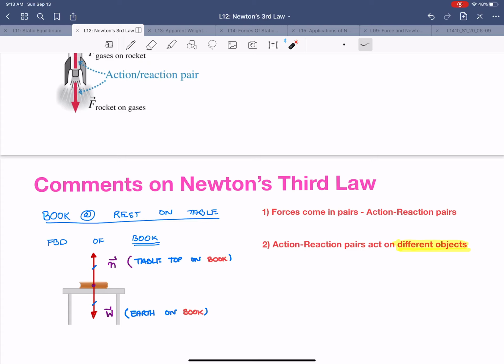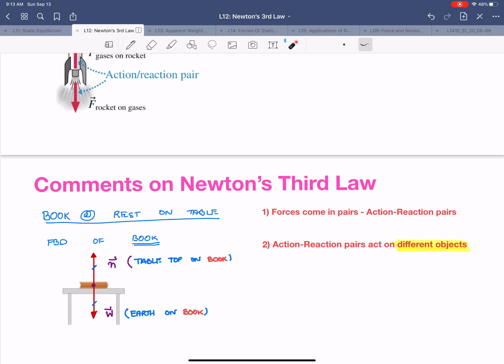There are two remarks that I want to make before we proceed. One is what we said before. The forces come in pairs, which we call action-reaction pairs. What we call the action and what we call the reaction force is left up to us to decide. But the second point, which one tends to forget, is that action-reaction pairs act on different objects.